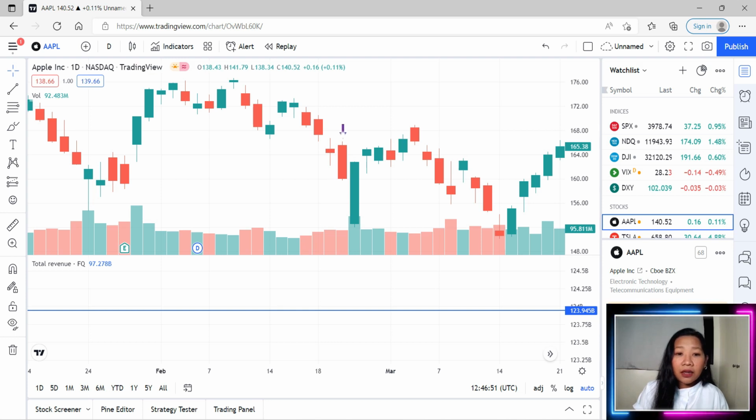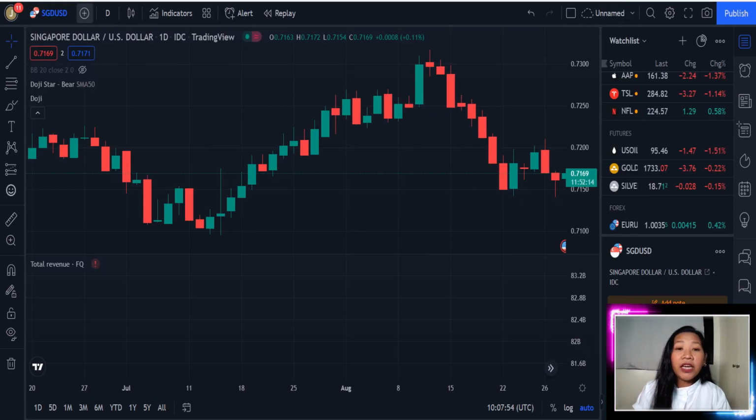So for this one, we have the high, this is our low again, this is our open, and this is the close. On the other hand, here we have the high, the low, the open, and then the close. So that is the green one. Okay, here is another example of a candlestick chart for Singapore dollar and US dollar.